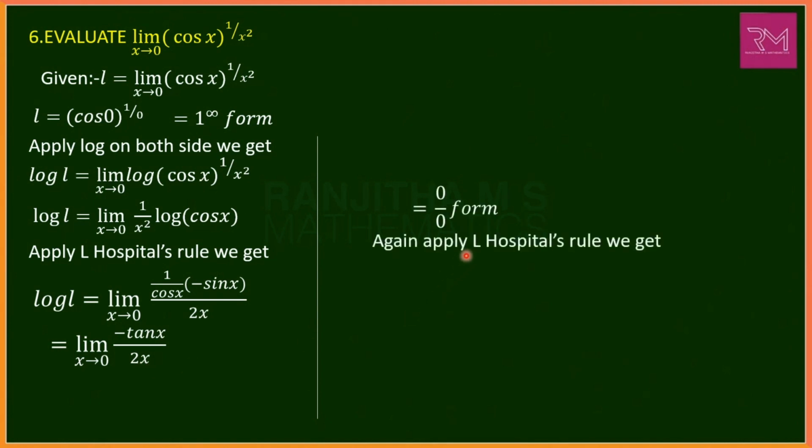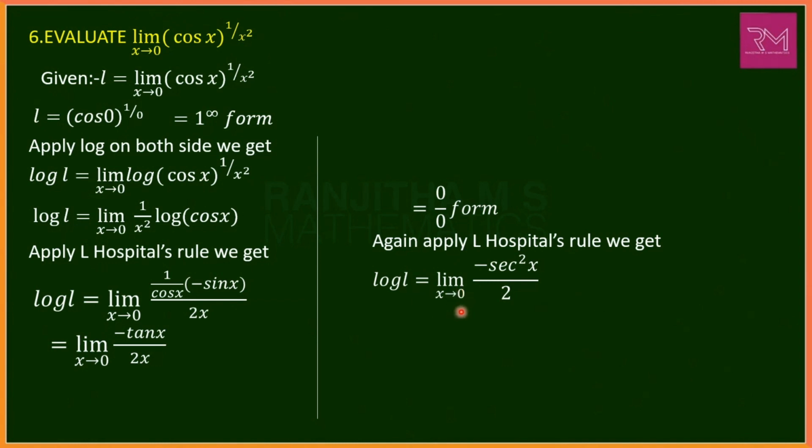This is of the form 0 by 0 form. Hence we can differentiate both numerator and denominator separately, we get log L, which is equal to limit as x tends to 0. Here differentiation of tan x is secant square x, that is minus secant square x divided by, here differentiation of 2x is 2. Or we can take in this step only limit as x tends to 0, tan x by x value is 1. Hence we get the value as minus 1 by 2 here itself. Log L value becomes minus 1 by 2 here itself.